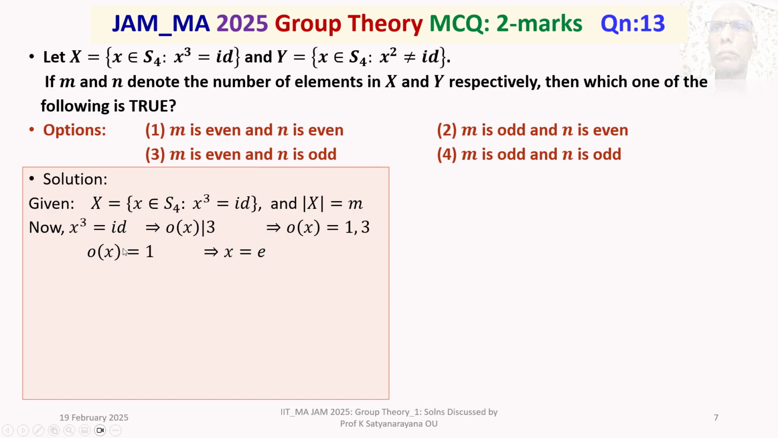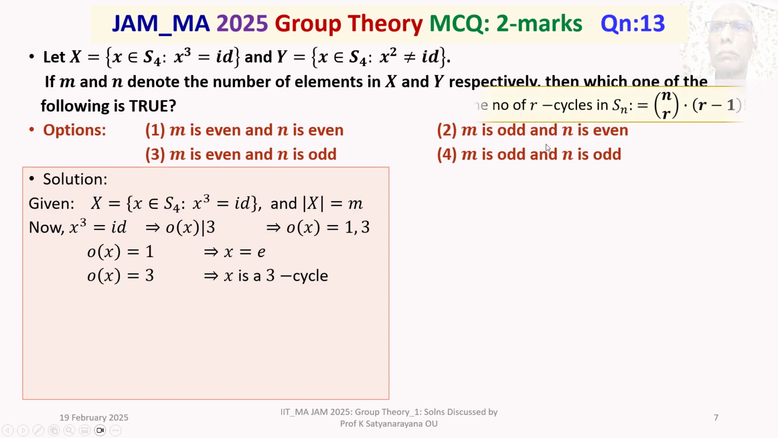Suppose you take the order of x is equal to 1. Who is that element x? Whose order is 1? This implies x is equal to E. Only one element. Order of x is equal to 3 in S4 means, who are the elements in S4 whose order is 3? It is a 3 cycle. So x is a 3 cycle. The question is, how many such 3 cycles are there in S4?